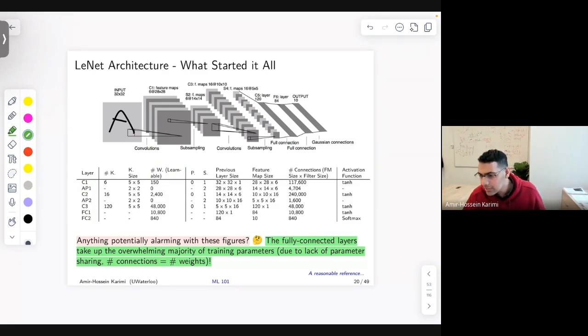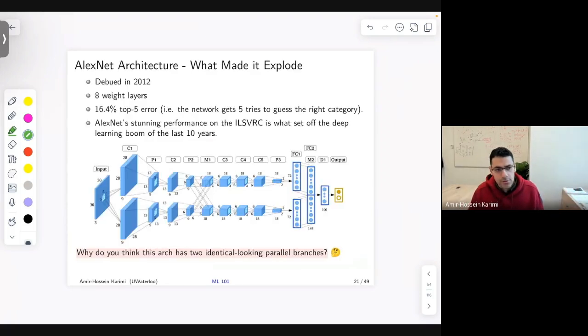As you can imagine, newer and newer architectures try to overcome this imbalance between learnable parameters of the convolutional layers versus the fully connected layers. In 2012, we saw AlexNet. AlexNet was the network that caused that big drop in error rate, or big increase in performance. It debuted in 2012 and had 8 weight layers. LeNet had like 2 or 3, but now this has 8. So you can imagine the balance of learnable parameters is now tipping in favor of the convolution part.